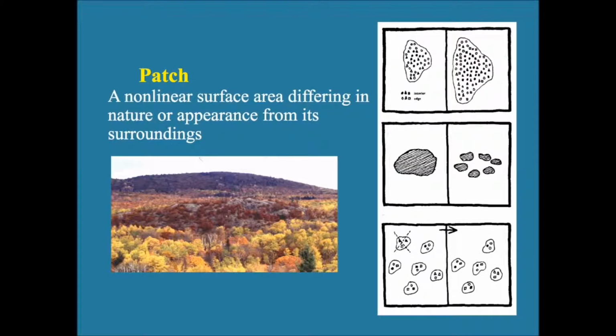So in order to calculate landscape or patch metrics, we have to define a patch. So we generally think of a patch as a nonlinear surface area differing in nature or appearance from its surroundings. So you can see in the illustration here, we have 2 different patches. These patches are composed perhaps of the same kind of land cover type, surrounded by a different land cover type. And in each of these examples, you can see that there's a mosaic of different land cover types, the white area and the darker areas, and those are different patch types.